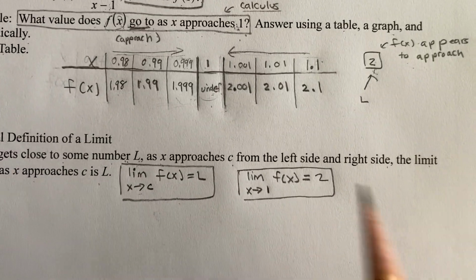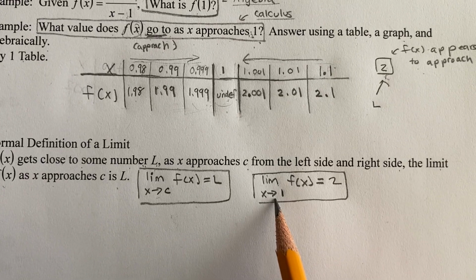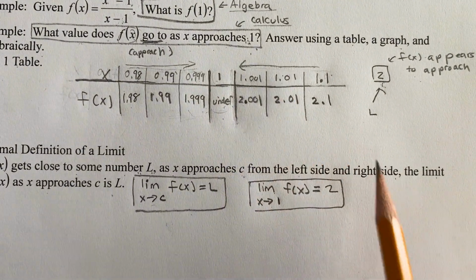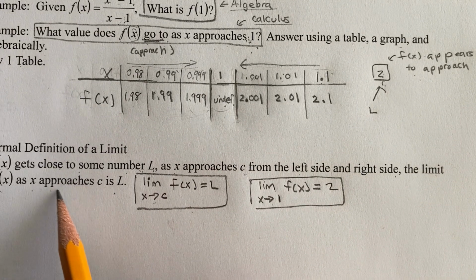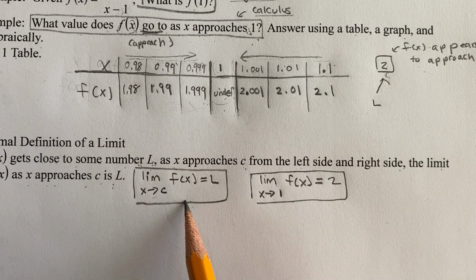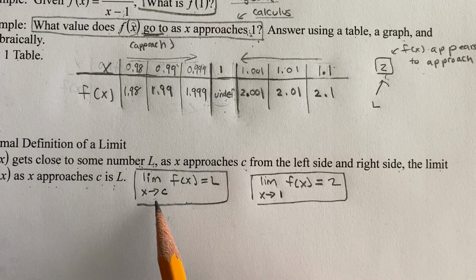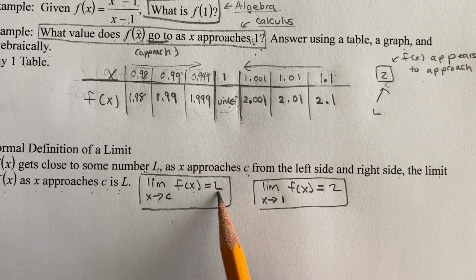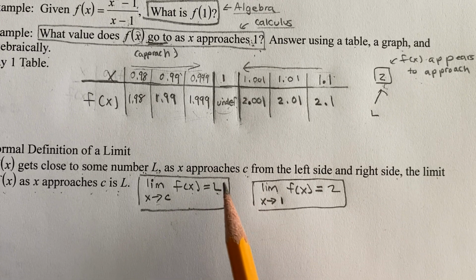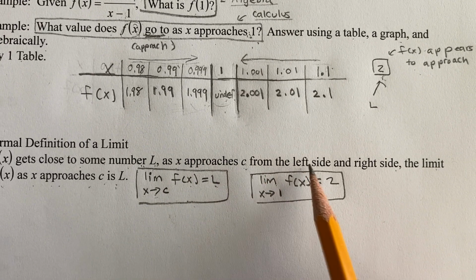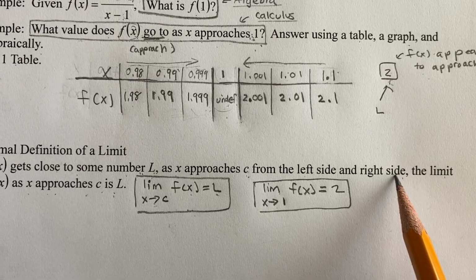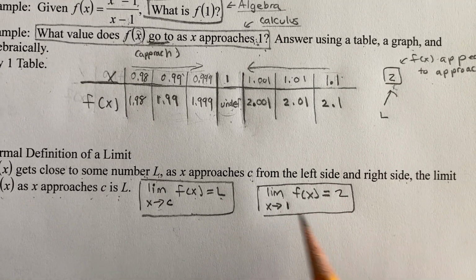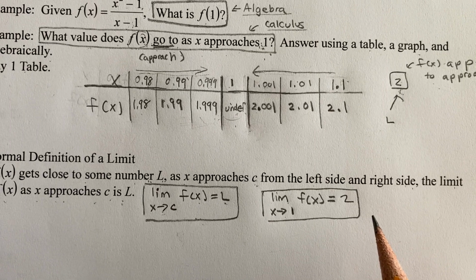So the limit as x approaches 1, approaching 1 from the left side and the right side, the limit of f of x as x approaches c is L. This is your limit notation. This means approach. This is your function. And this is the y value that f of x gets close to as x approaches c from the left side and the right side. We're going to re-emphasize this in detail later on.